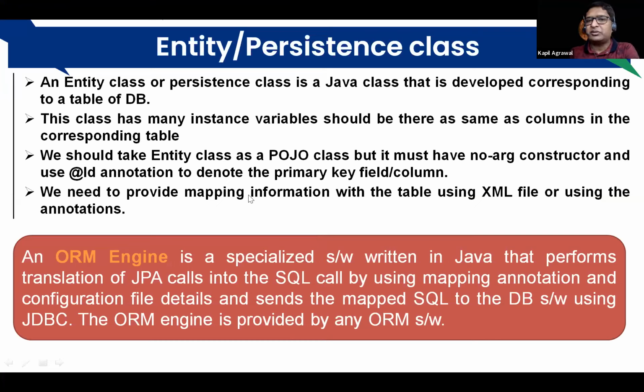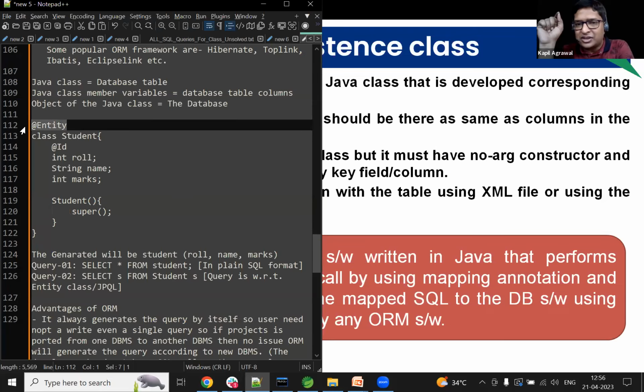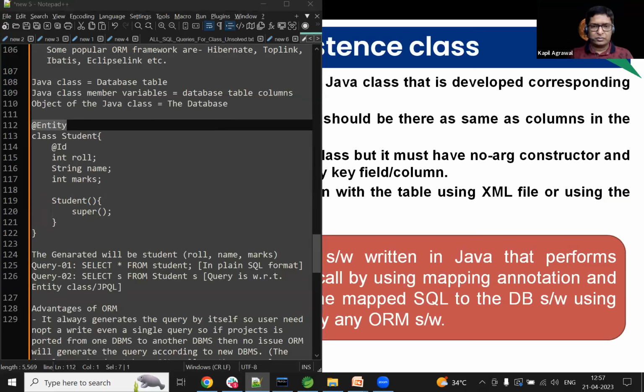Take a look at the fourth point. We need to provide the mapping information with the table using an XML file or using annotations. We are using annotations. The mapping XML file is not part of our syllabus, so we are talking about annotations. Can you see that the @Entity annotation is specifically written on the class? Because once a class has the @Entity annotation, only then will the ORM find, okay, I have to map this class to the database table. So the mapping information this time we are providing using @Entity. Getting my point? The @Entity annotation is used by the ORM to find to which class it has to provide the mapping. So this part is also done.